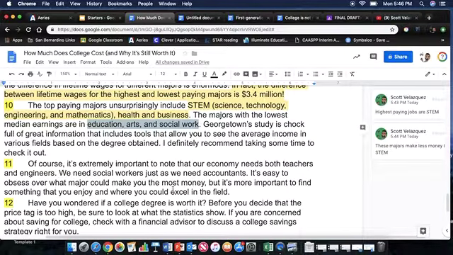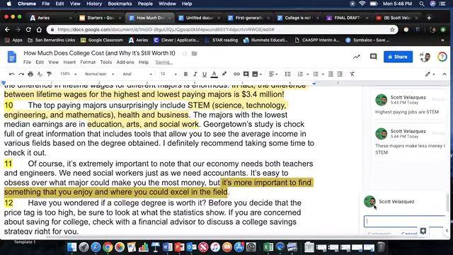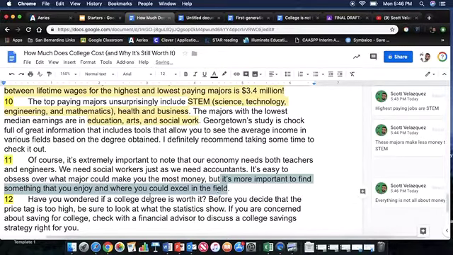Of course, it's extremely important to note that our economy needs both teachers and engineers. We need social workers just as we need accountants. It is easy to obsess over what major could make you the most money, but it's most important to find something that you enjoy and where you could excel in the field. All right, let's go ahead and highlight that. What it's saying is everything is not all about money, right? You want to make sure that you like your job. So pick something that you enjoy and you can do well at.